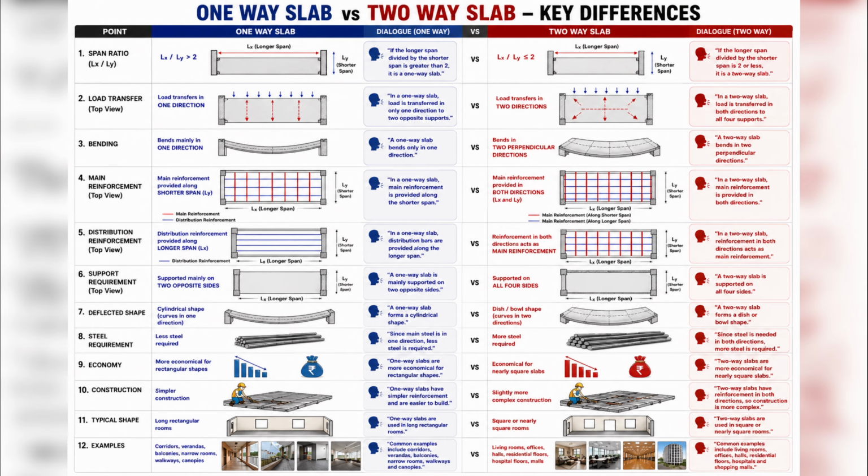6. Support requirement. A one-way slab is mainly supported on two opposite sides. On the other hand, a two-way slab is supported on all four sides, allowing it to transfer loads in both directions.